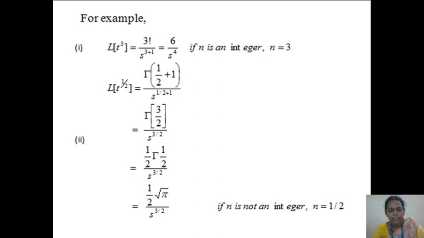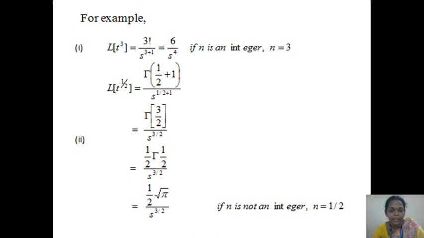For example, L of t cube. Here n is equal to 3. 3 is an integer. Then substituting in the n factorial by s power n plus 1 formula. So substituting n equal to 3, we get 3 factorial divided by s power 3 plus 1. That is equal to, 3 factorial is 3 into 2 into 1, that is 6. So 6 divided by s power 4.